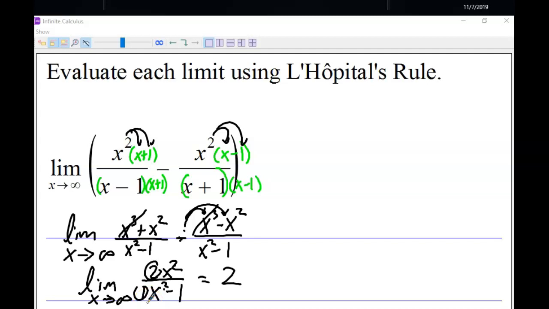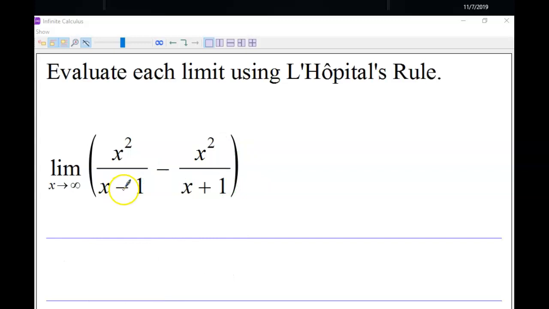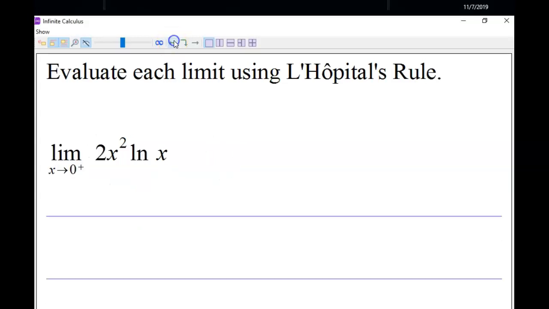Okay, so that one was deceptively easy. So watch out. I mean, they're not always quite that simple. But the main strategy is that whenever you get infinity minus infinity, the concept is combine them. And then go ahead and apply L'Hopital after that if you need to. Or if you see another strategy you can apply, you can do that too. All right. We'll do one more.